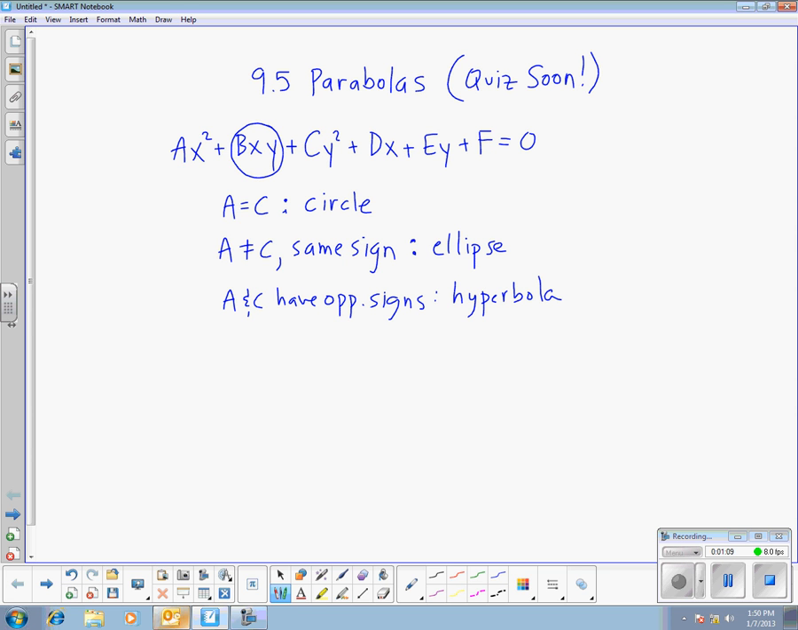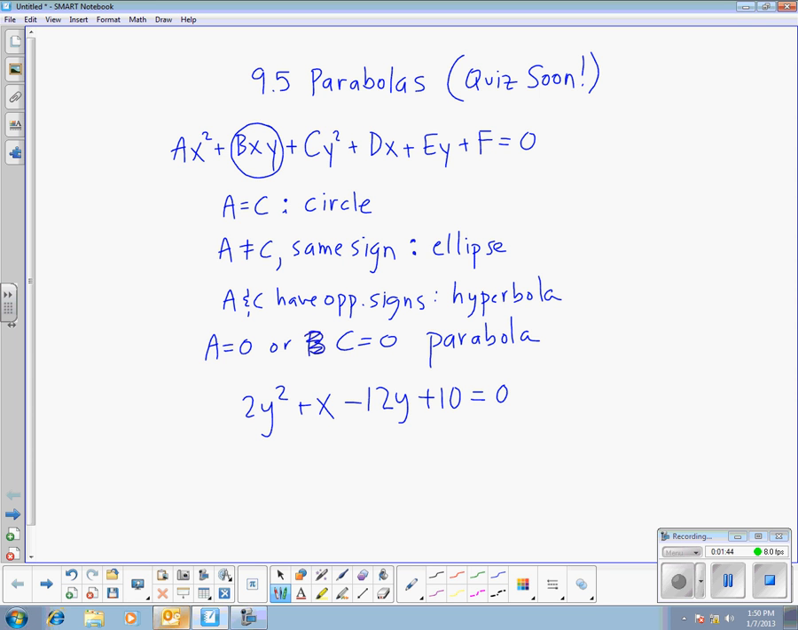And the final one for today is either A equals 0 or C equals 0. That's going to make a parabola. So you'll recognize a parabola because it will only have one squared term in it, like 2y squared plus x minus 12y plus 10 equals 0. That's an example in the form that we've been working with. Notice there's no x squared term.